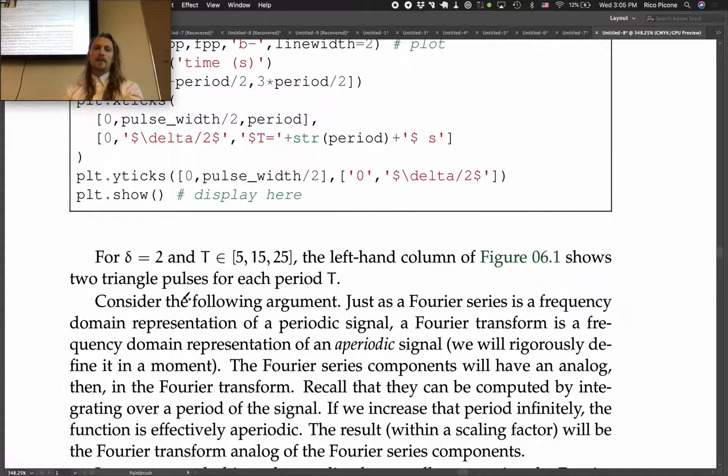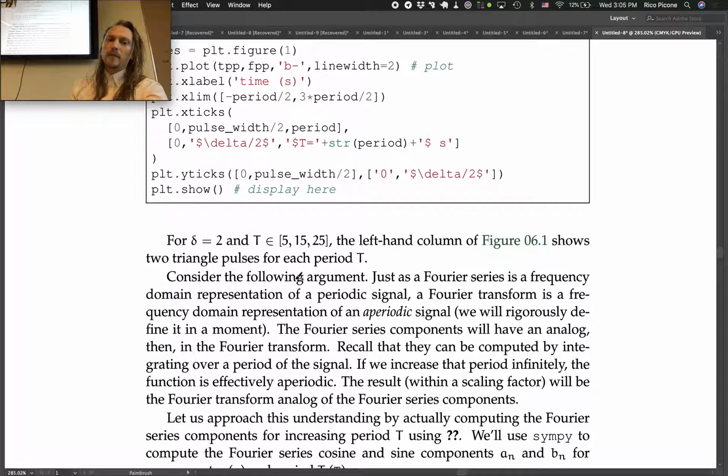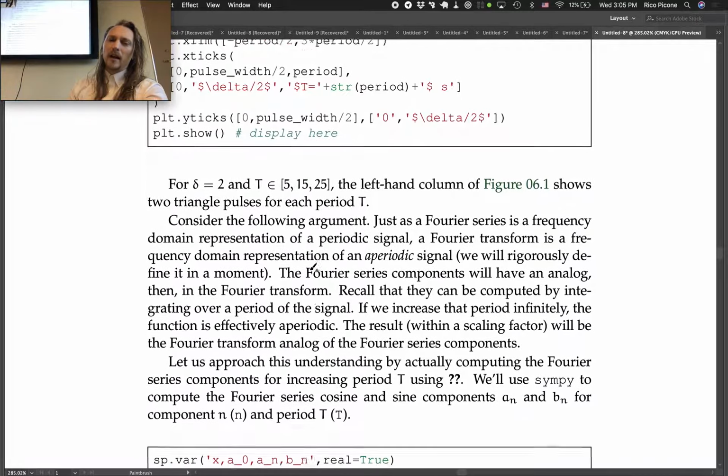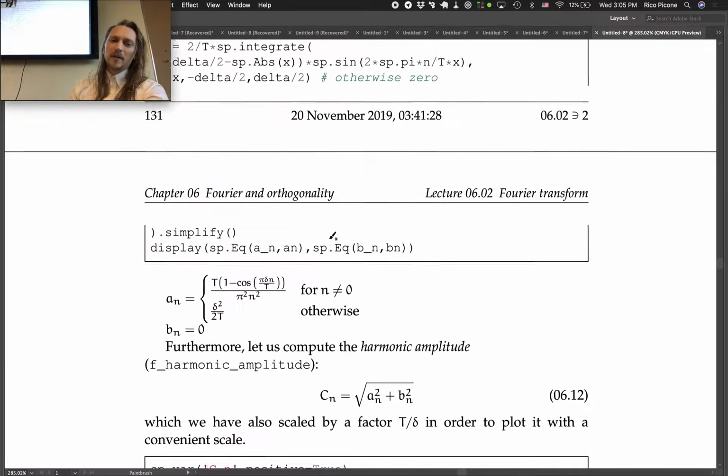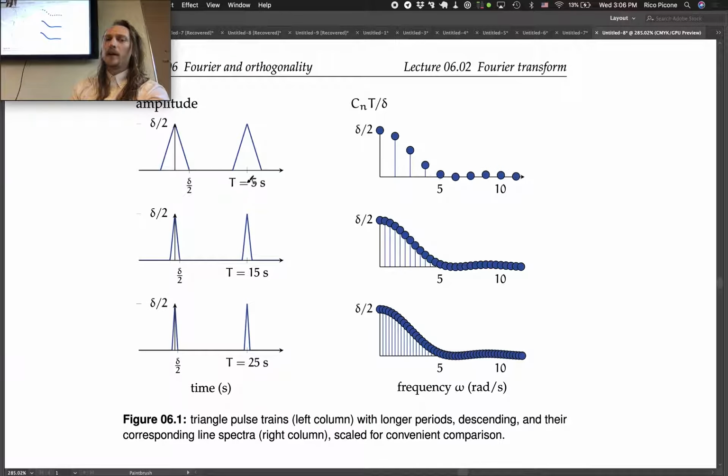For delta equals 2 and these different periods, the left-hand column of figure 6.1 shows 2 triangle pulses for each period. Doesn't state it very well, but essentially it shows 2 periods of the triangle pulse. Okay, so this first one, the period will be 5 seconds. The second one period will be 15 seconds, and the third one period is 25 seconds.